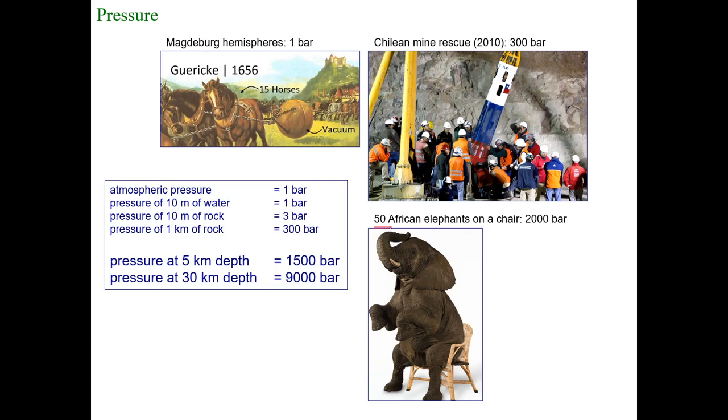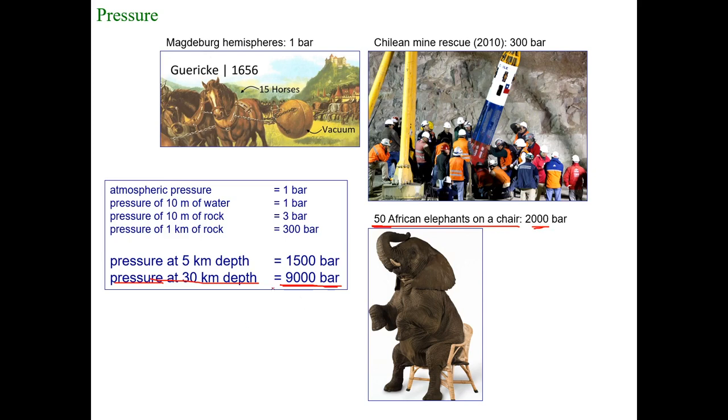Now some perspective on pressures. At the bottom of the continental crust, 30 kilometers deep, we're talking about 9,000 bar, 9 kbar, kilobars. If you were to have 50 African elephants sitting on a chair, that would only be 2,000 bars, 2 kbars. It's really not that much.